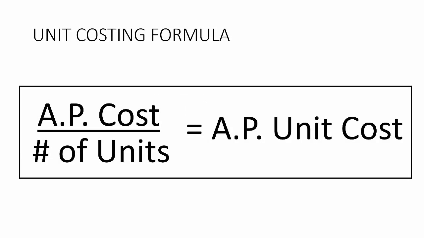A very simple formula. As you can see, we will take the AP cost and divide it by the amount of units we received for that cost, and that will give us the AP cost for that particular unit. AP, of course, stands for as purchased, sometimes referred to as market price. Whichever term you use, suffice it to know that it's the price we paid to purchase that particular ingredient. And whatever price we paid, we divide it by the amount of units we received to get the AP unit cost. Let's take a look at it in action.